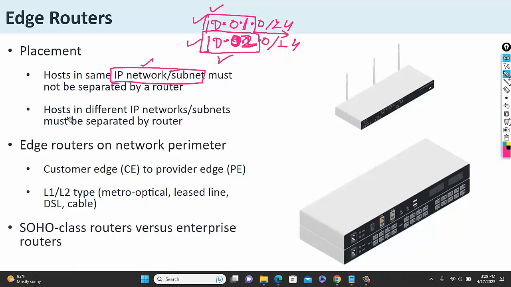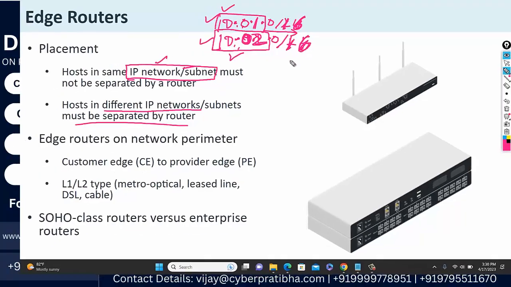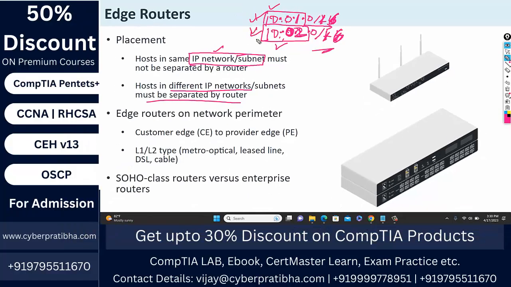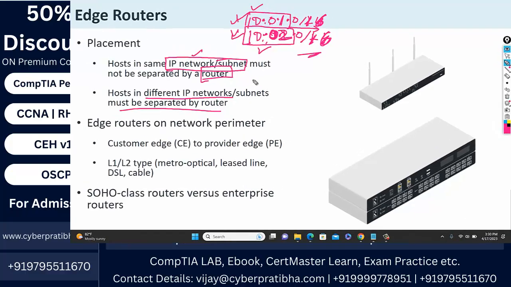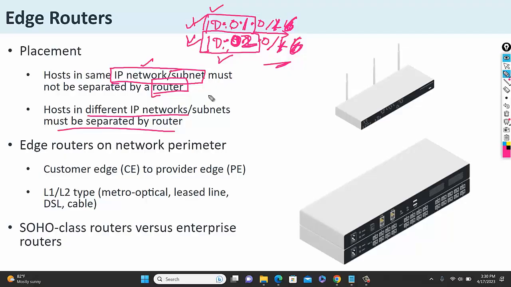First thing. On the other hand, different IP networks must be separated by a router. If the IP address has /16, when I put /16, it means both are in the same network, so they cannot be separated by a router. Only a different subnet or different IP network will use a router for communicating.